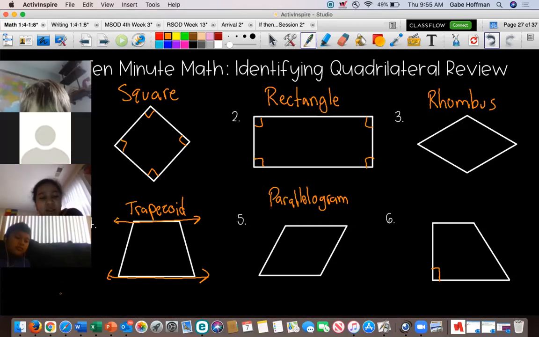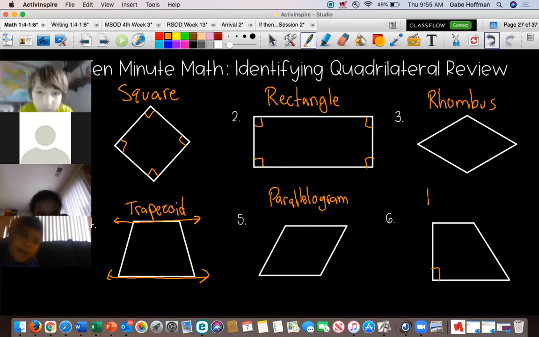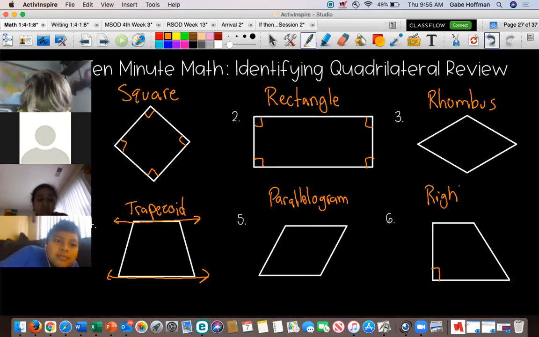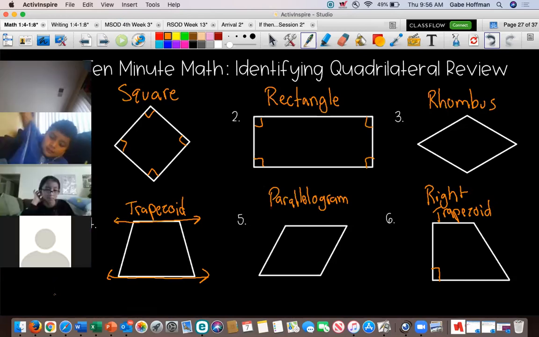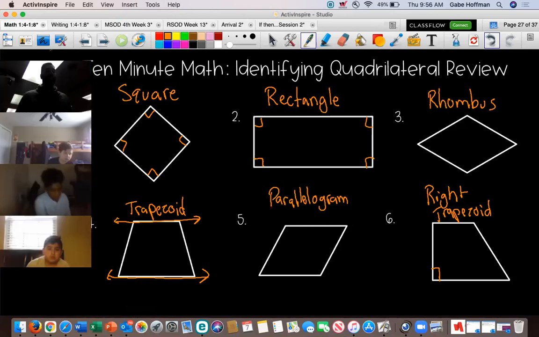It's a right trapezoid, right? There's a right angle in it. All right, the right trapezoid. It's very tricky. Some of them are very close to each other in what they are, but we have to pay attention. That's why we have to pay attention to every last detail to help us find the very specific names, right?